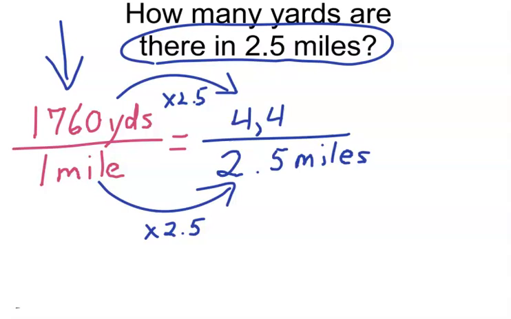Okay, and if you do that, you're going to end up with 4,400 yards. That's all you have to do. 1,760 times 2.5 gives you 4,400 yards. So that's the same. 2.5 miles is also 4,400 yards.